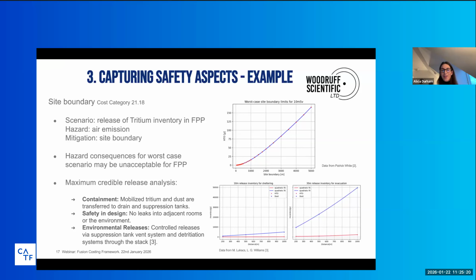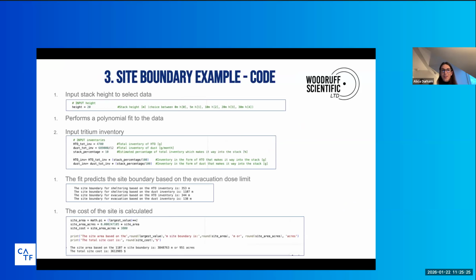So we can go ahead and look at the code and how we capture this cost. So in the next slide, please. So the way the code and the calculation actually works is that it takes as an input the height of the ventilation stack of the fusion power plant, and it selects the data from Lawrence Williams' study. It performs a polynomial fit, and that will allow us to predict what type of site boundary we need.